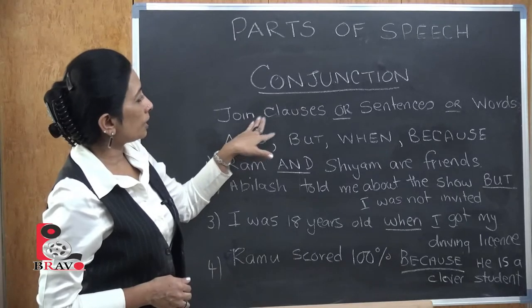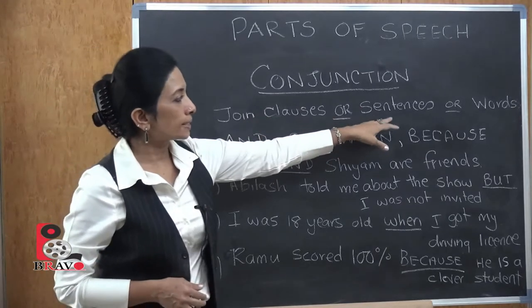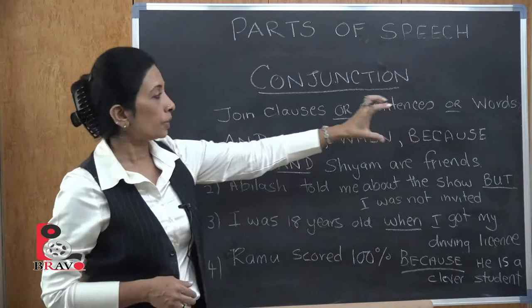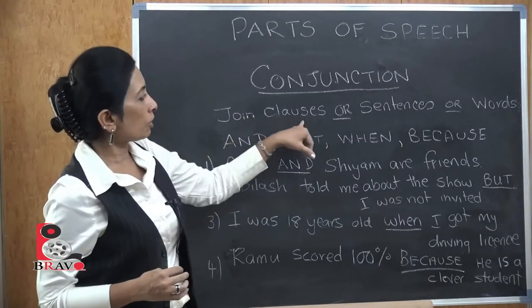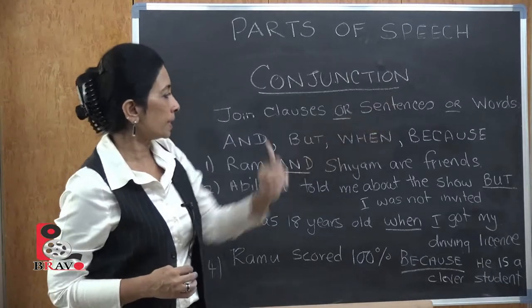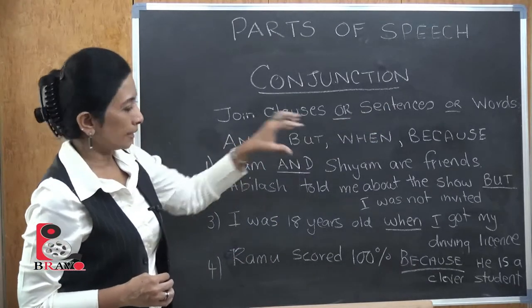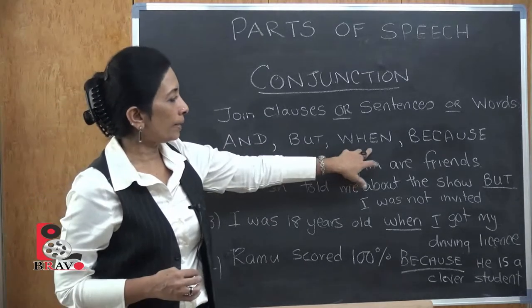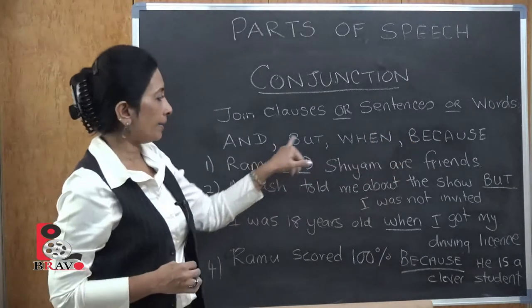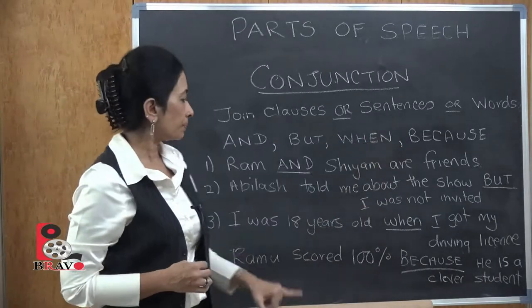Conjunction means it joins clauses or sentences or words. So you can see it's a connection of two things together. So it joins clauses, sentences, or words. Now, for examples, I have chosen four: and, but, when, because.